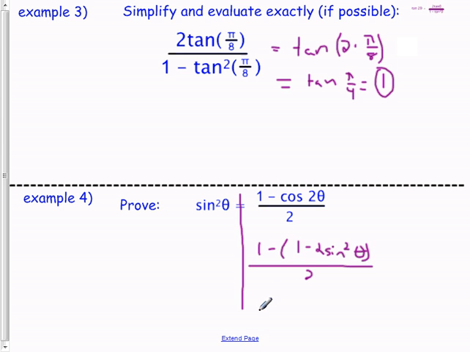Alright. So then distribute the negative. 1 minus 1 plus 2 sine squared theta, which over 2, those cancel, leaves you with sine squared of theta.